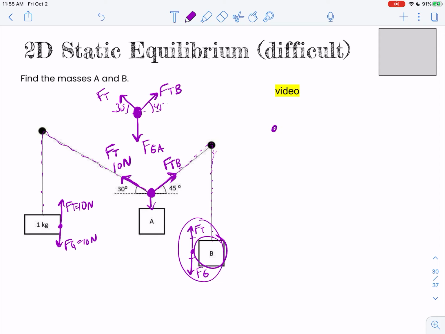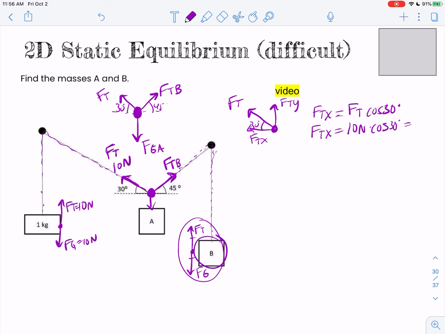Okay, so then I want to split into my components. I have my FT, so I'll have FTY and FTX on a 30-degree angle. So FTX is FT cos 30. And since I have a number for this, I'm going to go ahead and just plug it in because this problem is going to get a little bit complicated. So 10 cosine 30, okay, 8.7, and then my FTY is going to be FT sine 30, 10 times sine 30, which is 5 newtons. All right, so that's on the one side.